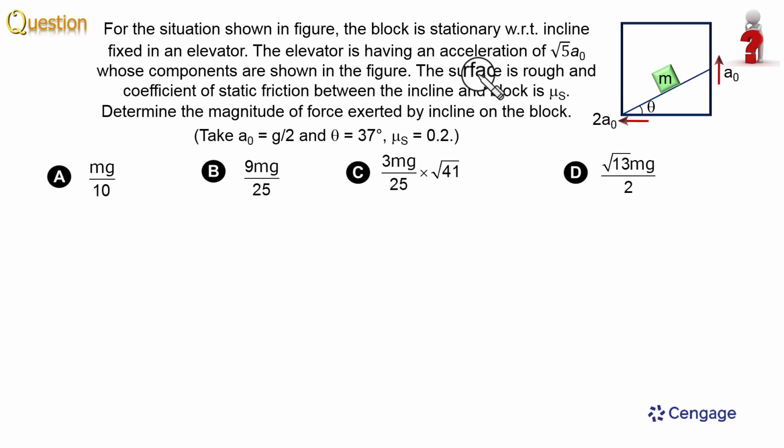The surface is rough, and the coefficient of friction between the incline and block is given as mu s. We need to calculate the magnitude of the force exerted by the incline on the block. We are given a naught equal to g by 2, theta, the inclination of the inclined plane with the horizontal, is 37 degrees, and mu s is equal to 0.2, and we are given these four options. We need to calculate the magnitude of the force exerted by the incline on the block.